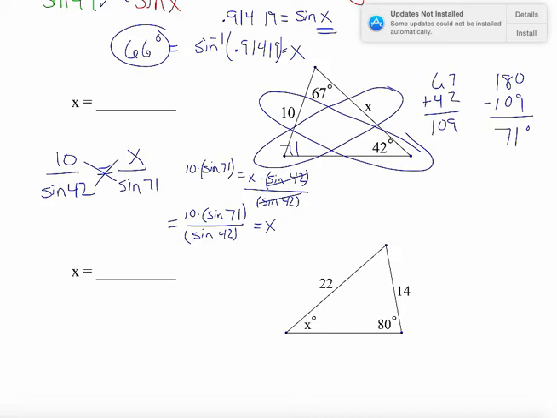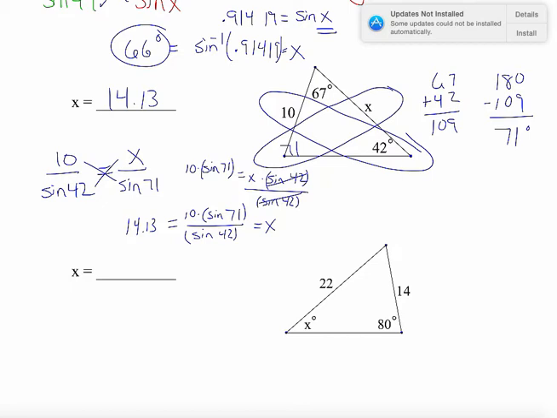So 10 times the sine of 71 divided by the sine of 42. And I get 14.13. And since it's a side, I'll go ahead and round it to 2 decimal places. So the length of that side of that triangle has to be 14.13 with these angles on that triangle.